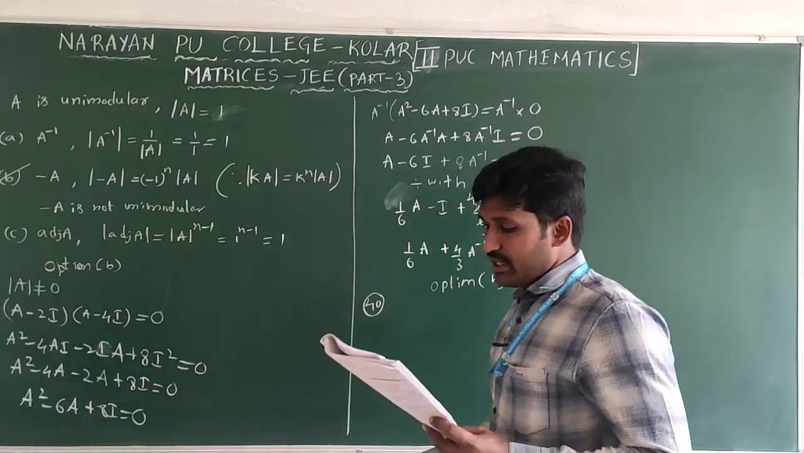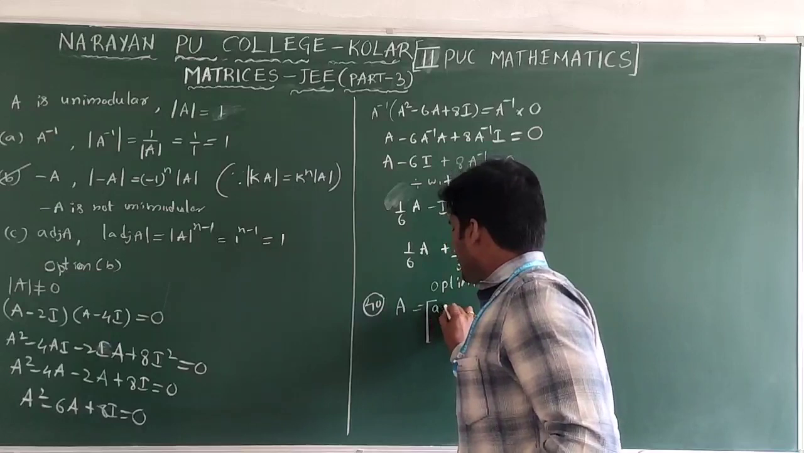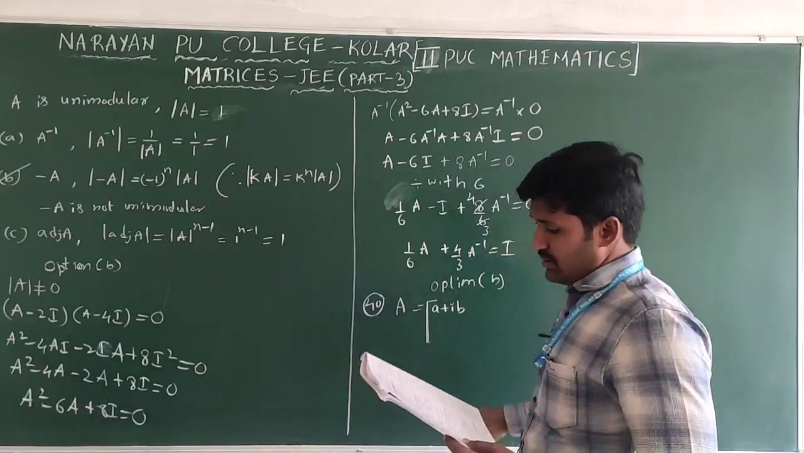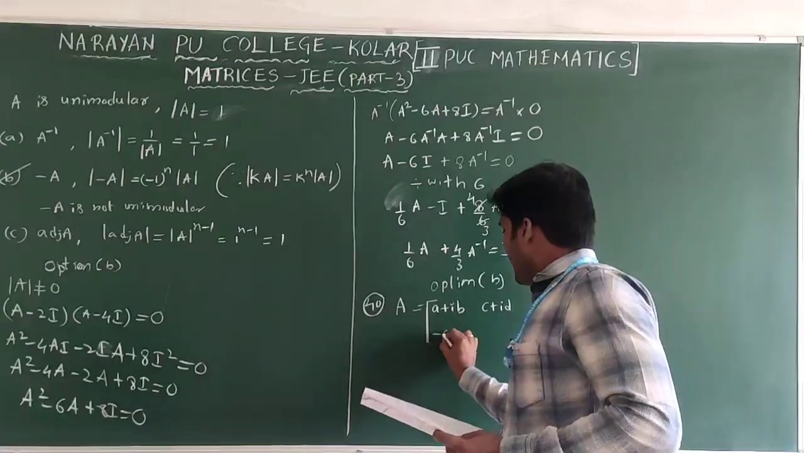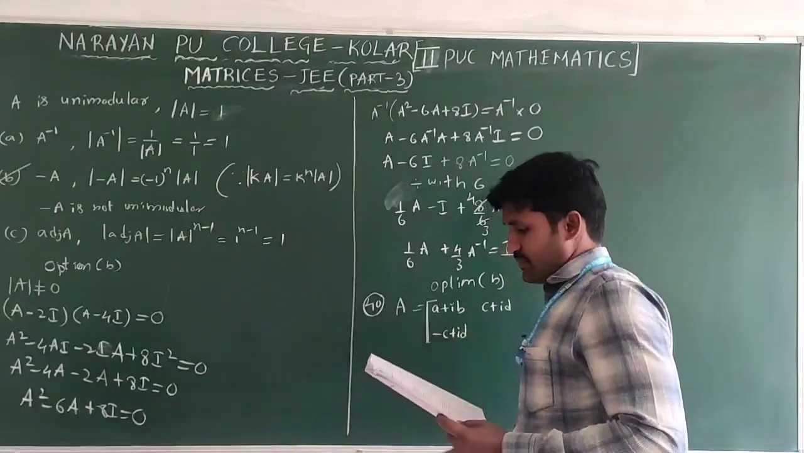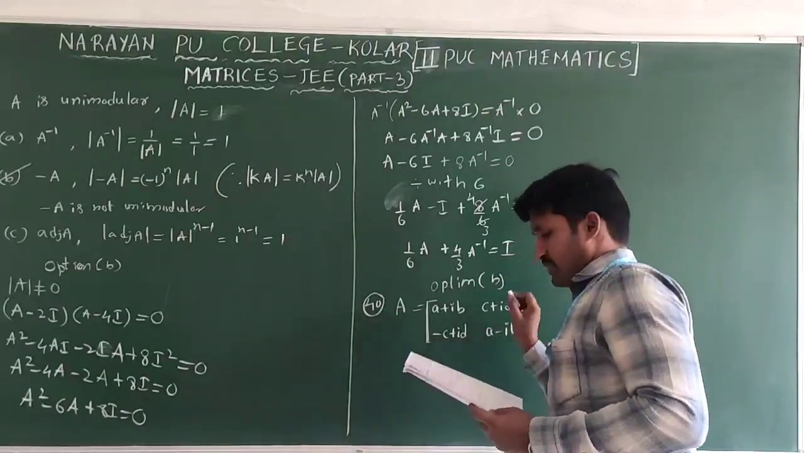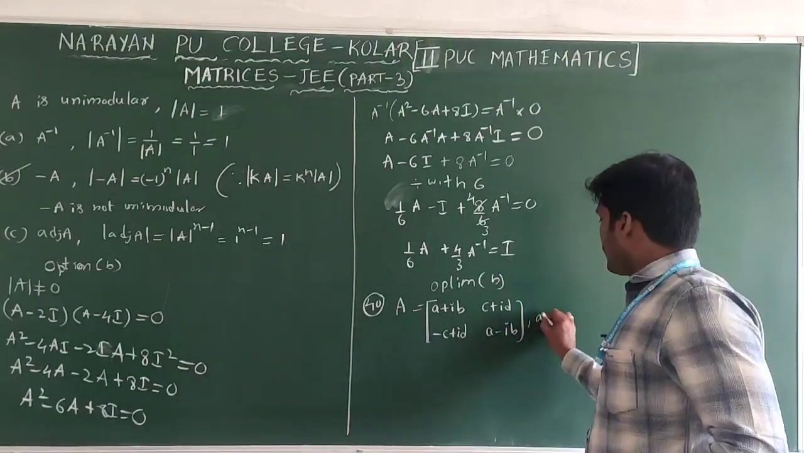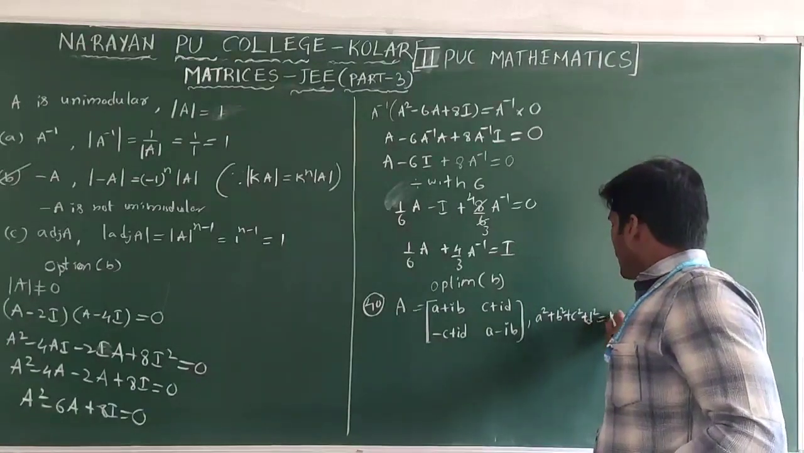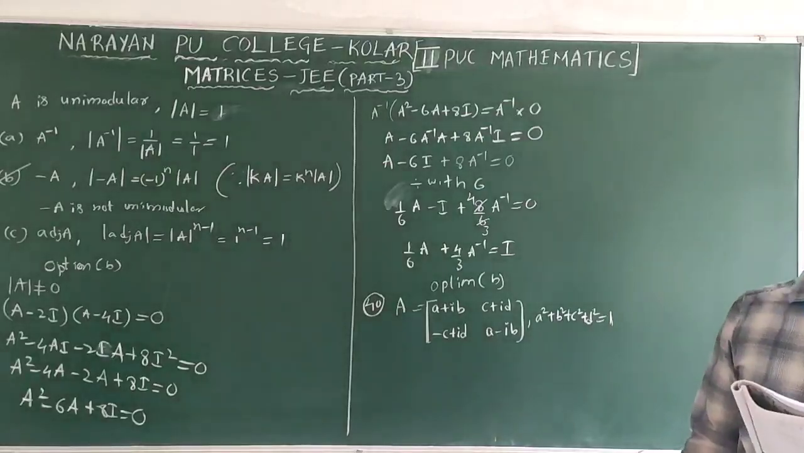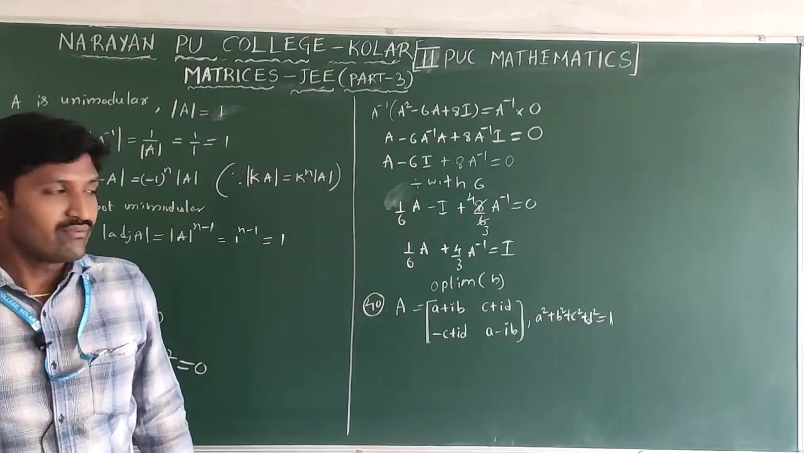Now question number 40, they are given a matrix with entries A plus iB, C plus iD, minus C plus iD, A minus iB. And they gave one more value: A square plus B square plus C square plus D square equal to 1. Then we need to find A inverse.